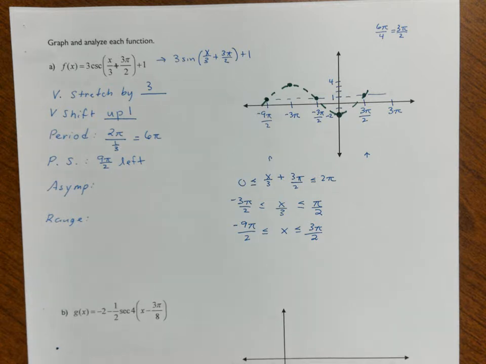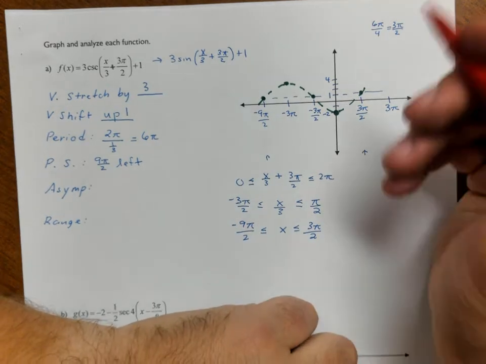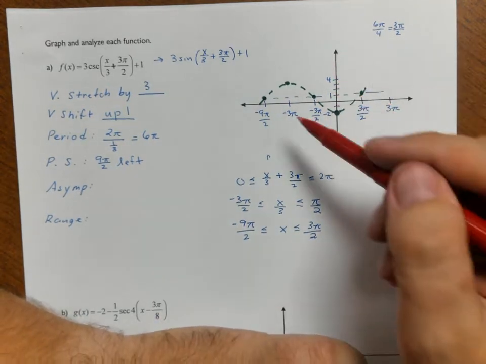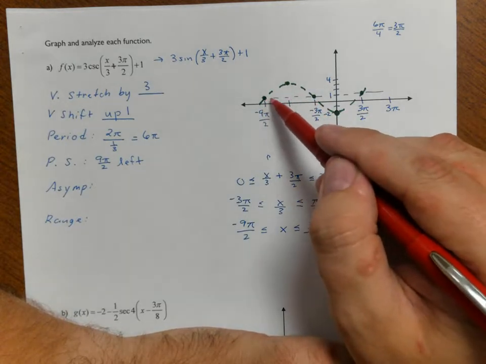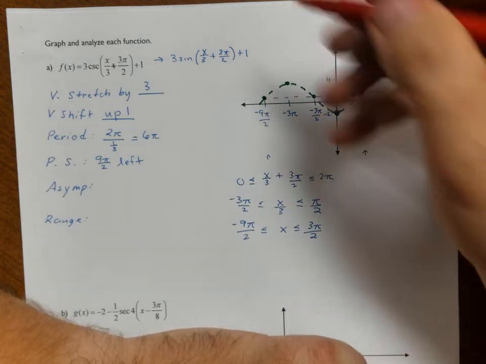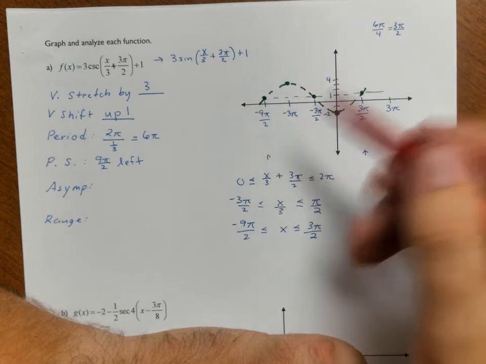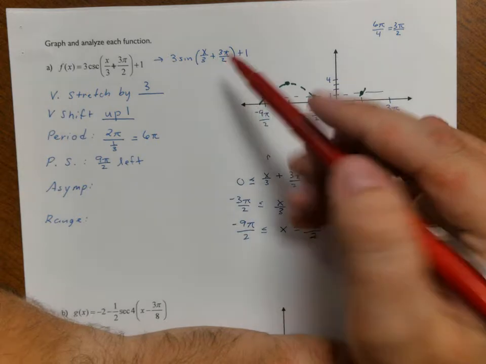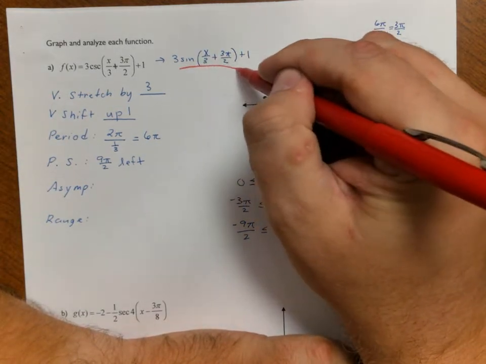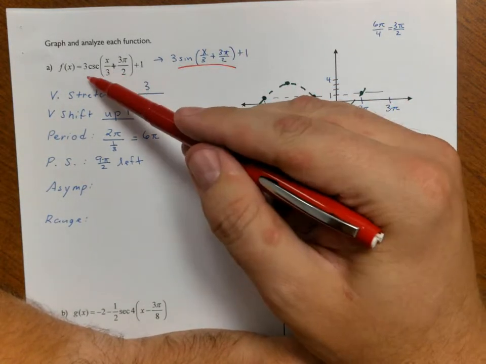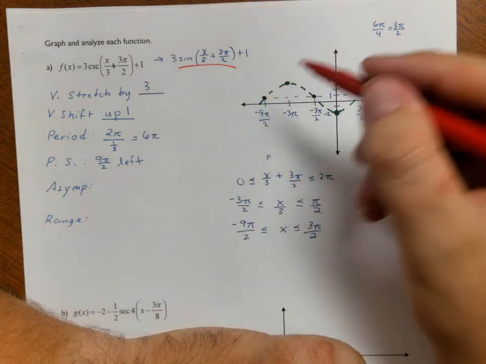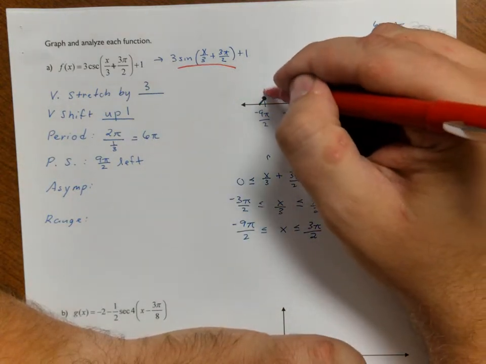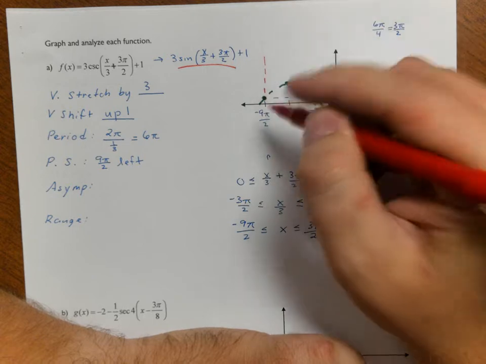Well, secants, cosecants, for that matter tangents and cotangents, all have asymptotes. I can find these based on where this curve hits this center dashed line. So, right here at negative 9 pi over 2, this sine right here, just the sine, would equal 0, which means this cosecant over here would be undefined. So right here, I have an asymptote.